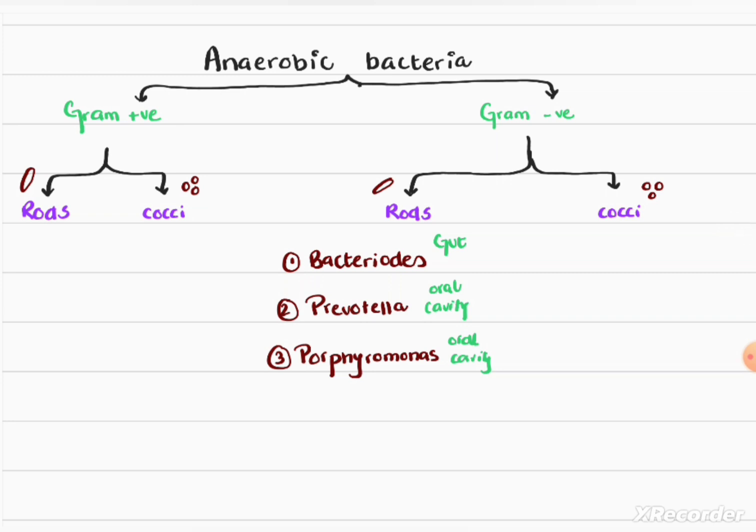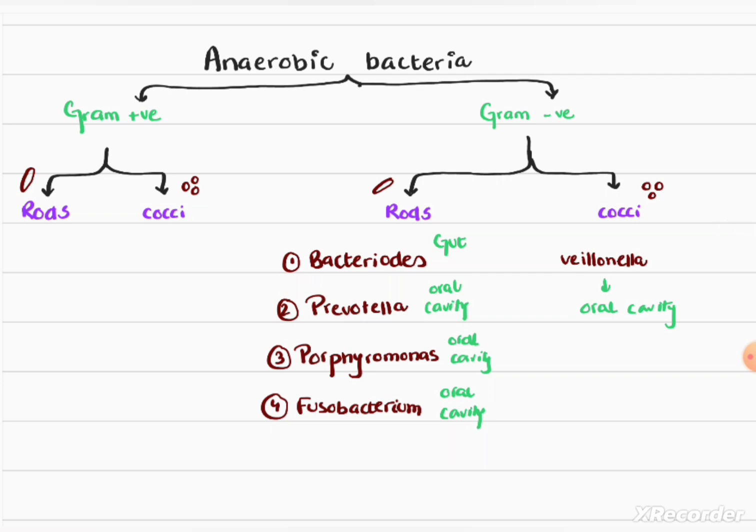The fourth one is Fusobacterium, which is again a bacteria of the oral cavity, and it is responsible for causing pharyngitis, tonsillitis, and sometimes it can also cause deep neck infection. So all these infections can be treated with the help of clindamycin. In the cocci, there is only one bacteria, which is Veillonella, and this Veillonella is also an inhabitant of the oral cavity, and it causes infections that involve the oral cavity.